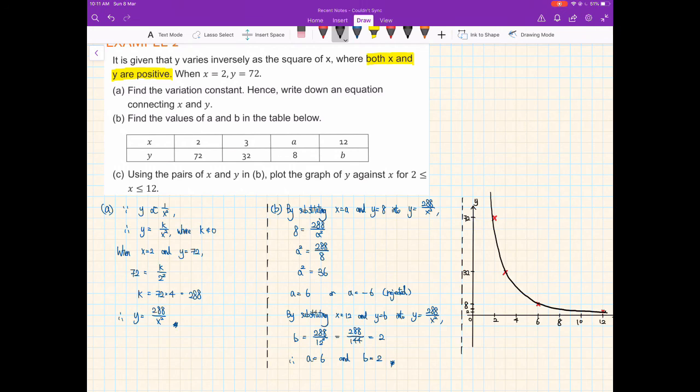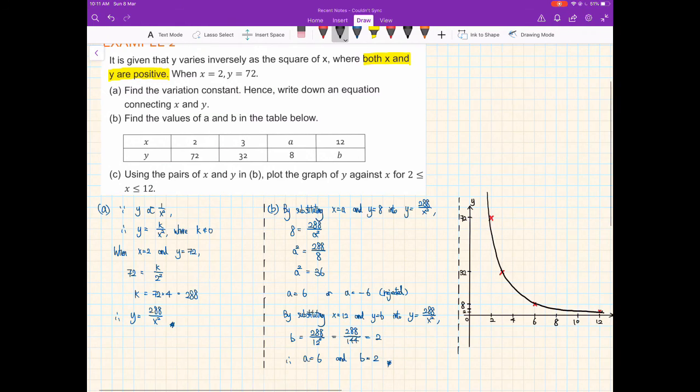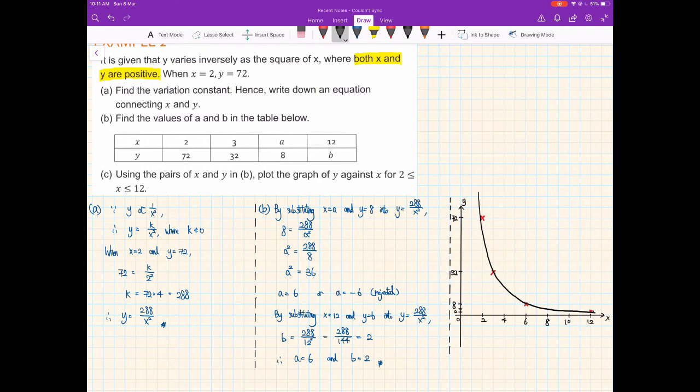From this graph, you must be aware of this. This curve must not intersect either x-axis or y-axis. Why? Because x-axis and y-axis are asymptotes of the curve. So if you draw this graph, the graph must not intersect x-axis and y-axis. So please be careful.